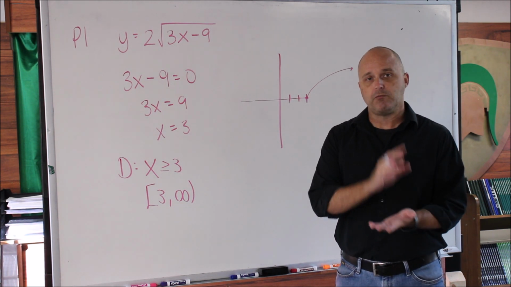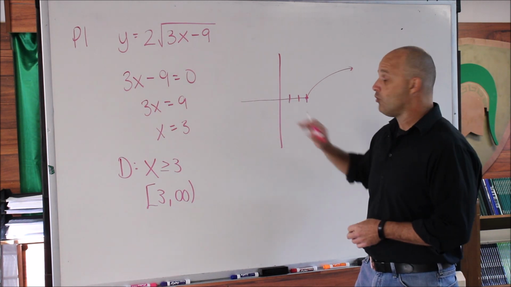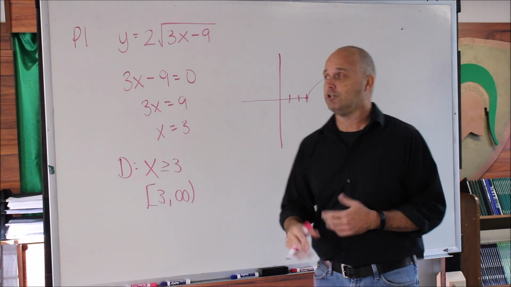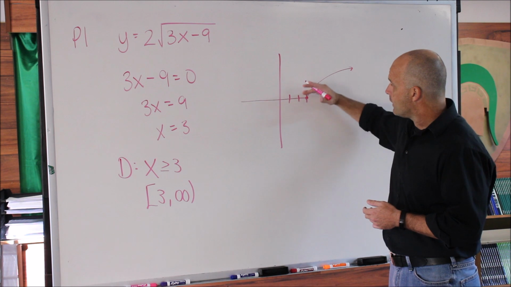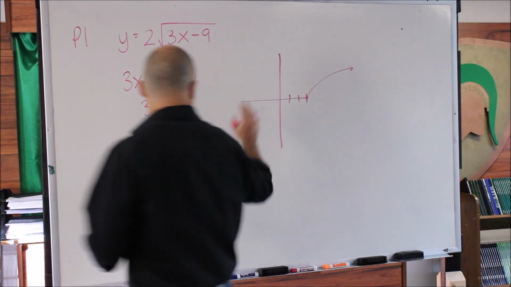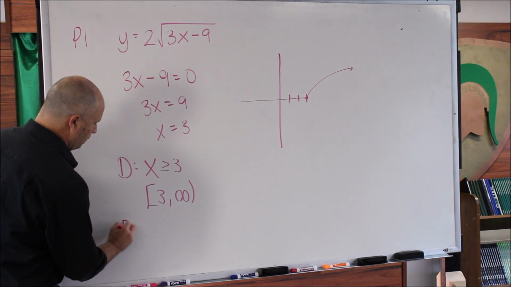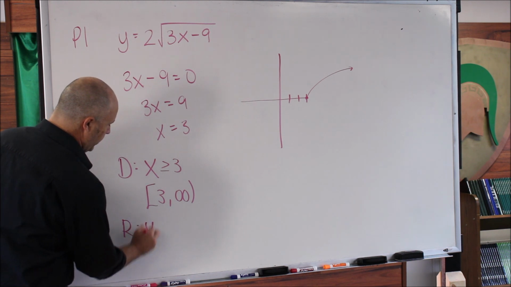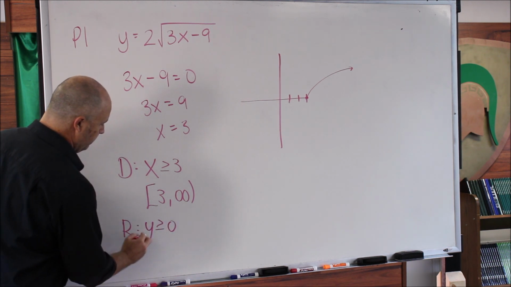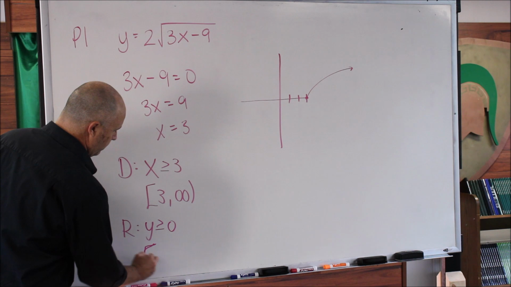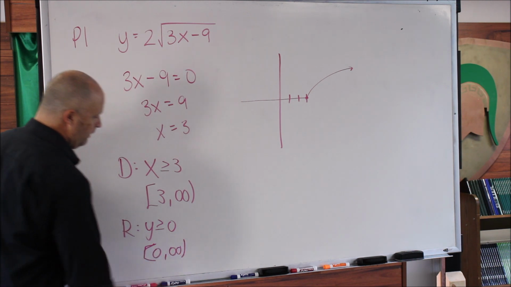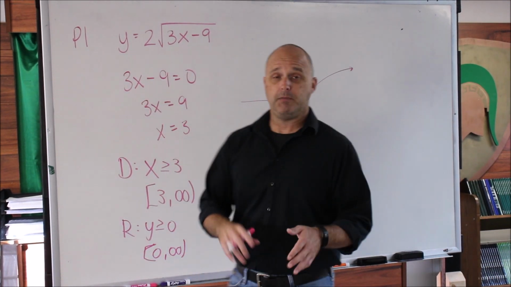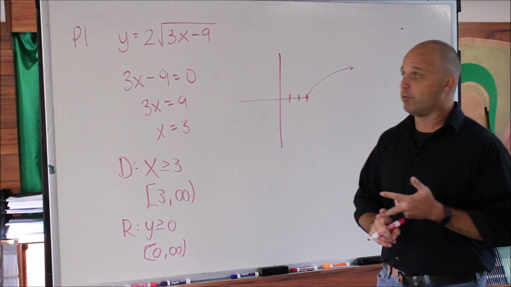You're going to have some restrictions on the domain, and you're also going to have some restrictions on the range. On this particular one, you cannot go below 0. So the range would be y is greater than or equal to 0, or in interval notation, bracket 0, infinity, close parenthesis. And that's going to be both your domain and your range when we're doing these radicals.